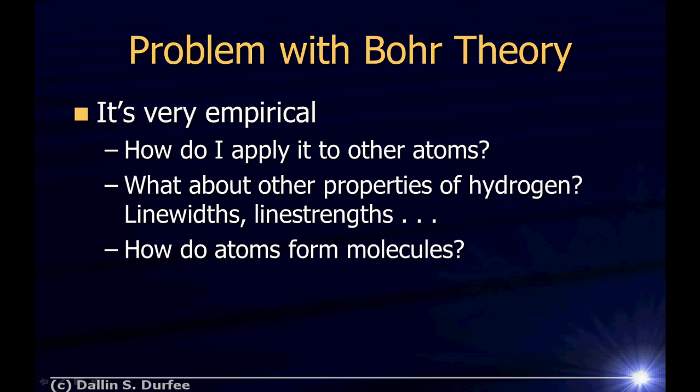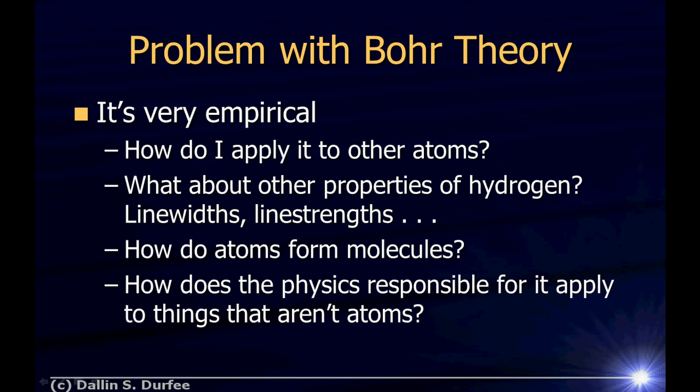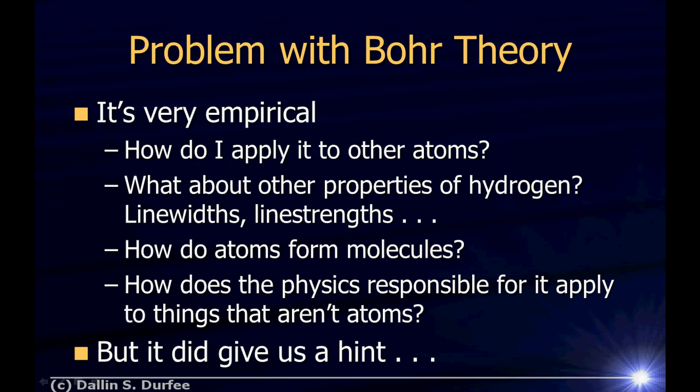It doesn't tell us how hydrogen atoms get together to form molecules. And if it doesn't tell us everything about hydrogen, or anything about other atoms, how does it tell us about things that aren't atoms? There's some new fundamental physics going on, and all we've got from Bohr theory is how to do a very limited set of problems. We really want to know what fundamental physics makes Bohr theory look like it works. What's really going on? It turns out that Bohr's theory, even though it is very empirical, gave us a good hint as to what was going on.